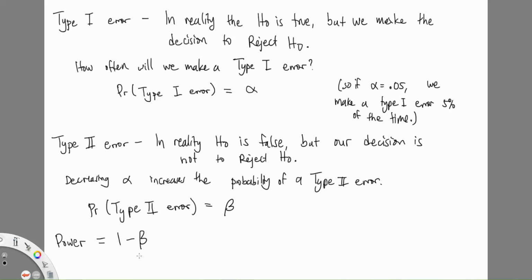What is a complement? If I say we've got event B, what's the complement of event B? Not B. So either B happens or B doesn't happen. So either we make a type 2 error or we don't make a type 2 error. What does it mean not to make a type 2 error? So power is the probability of not making a type 2 error.